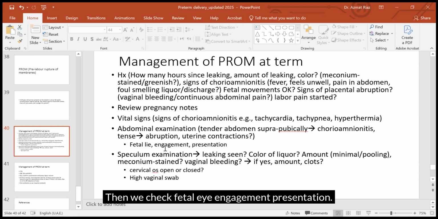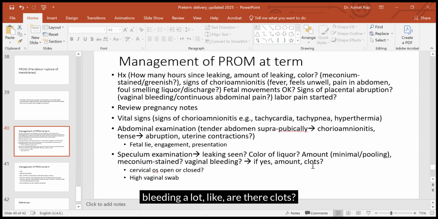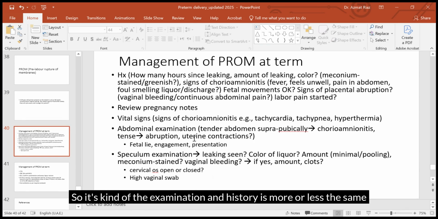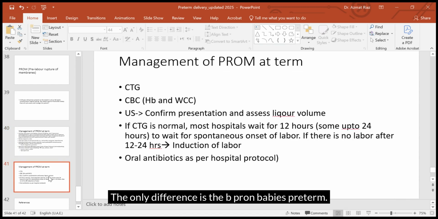Then we check fetal lie, engagement and presentation. On speculum examination, see the color of the liquor, the amount, whether it is meconium stained, whether there is any vaginal bleeding, and if there is, whether she is bleeding a lot or there are clots. Then see whether the cervix is open or closed, and take a high vaginal swab. So that is the examination, and the history is more or less the same for PPROM. The only difference is that the PPROM baby is preterm.